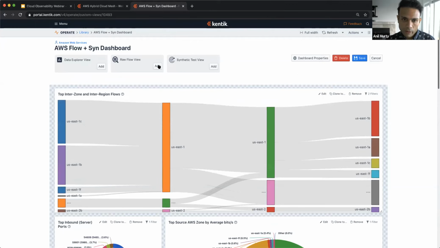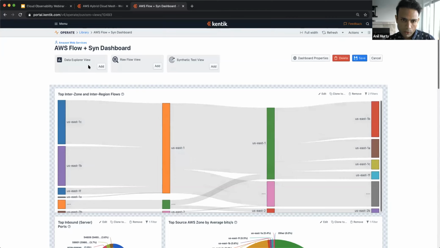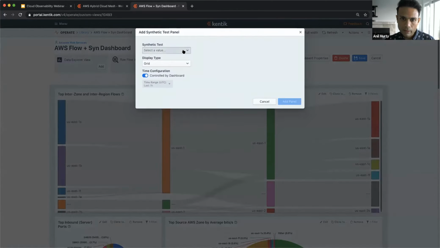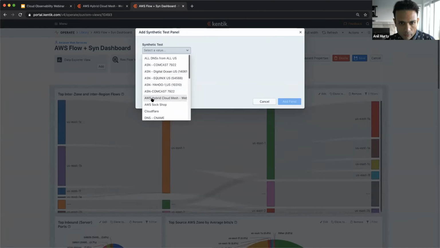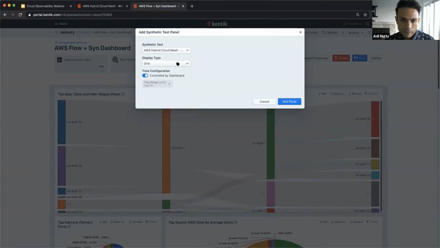I have the options of adding either raw flow or a data explorer view, which Dan was showing you how to customize. But I'm going to add the synthetic test that I just created. Let's see, there's the AWS hybrid cloud mesh webinar mesh that I created. I have the option of displaying either as a table or as a mesh. I'll say show it to me as a mesh, set this to be controlled by the dashboard, and add the panel.